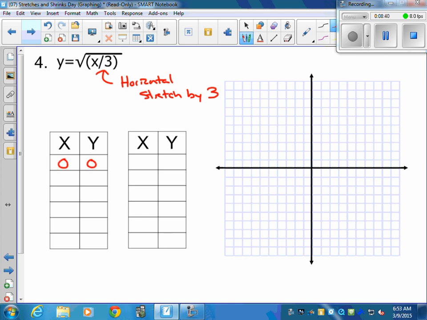Starting with our original parent values for the square root graph. Okay, horizontal stretch by 3. We're multiplying all of our x values by 3. Okay, remember, your description and what you do mathematically will match. They just won't match what you see in the equation.